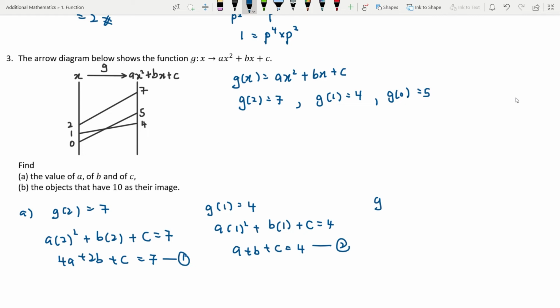And the third one, g of 0 equals 5. Substitute 0 into the x. a, 0 squared, add with b, multiply with 0, add with c, equals 5. Simplify it, we are left with c equals 5. Here, we already solved the value for c.